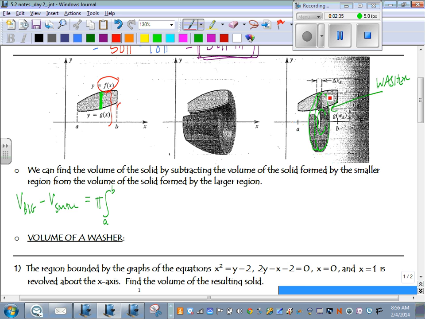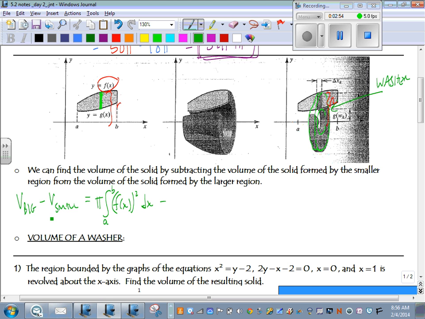If we look at this washer, our big radius goes from the axis of revolution, the x-axis, all the way up to the top of that graph. And the top of that graph is y equals f of x. So we'd have f of x squared times our height, which is dx.